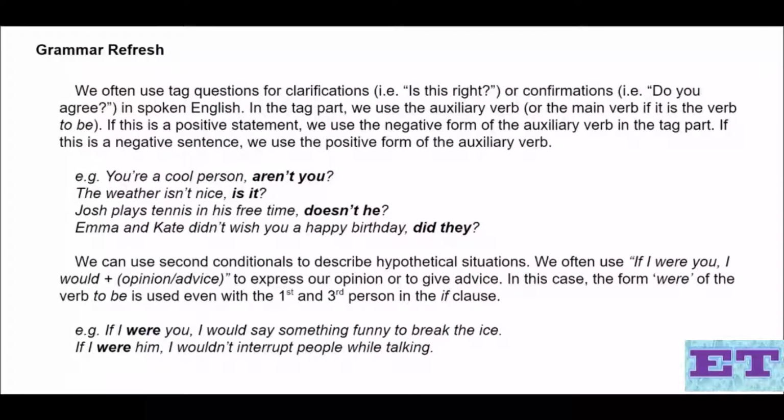The next question, the weather isn't nice, is it? Okay, so now pay attention here, because we're switching our main sentence. The weather isn't nice, that's negative, right? So our tag question is positive. It's just, is it? We don't say the weather isn't nice, isn't it? That doesn't make sense. We have to make sure we're switching it based on what's happening with our main sentence.